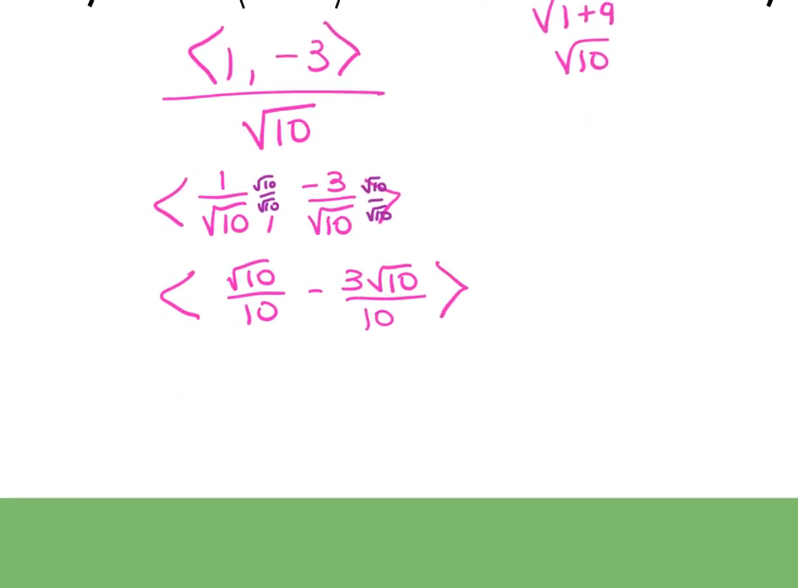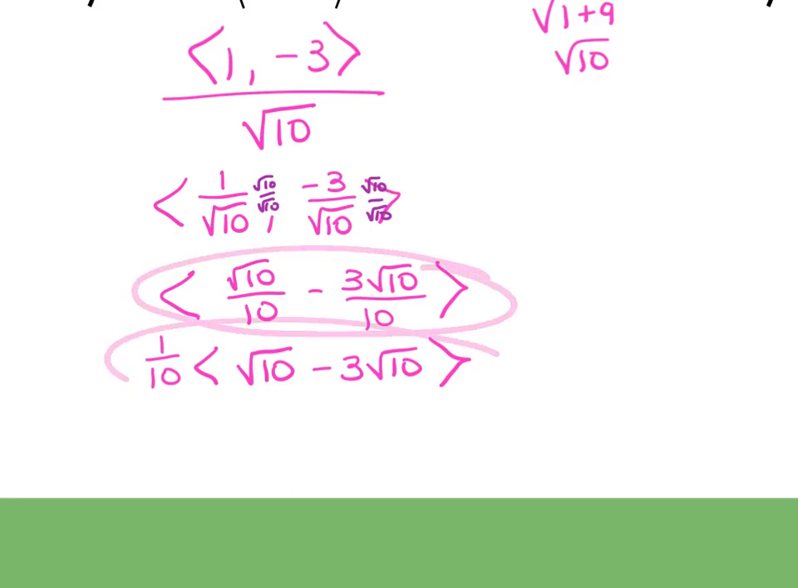And then what you may see in multiple choice format is they'll actually pull out the 1/10 on the front here, and it would just be <root 10, negative 3 root 10>. If it's open-ended, I will take either answer, this one or this one. But you'll see on the homework and the multiple choice that usually they'll pull out that 1/10.